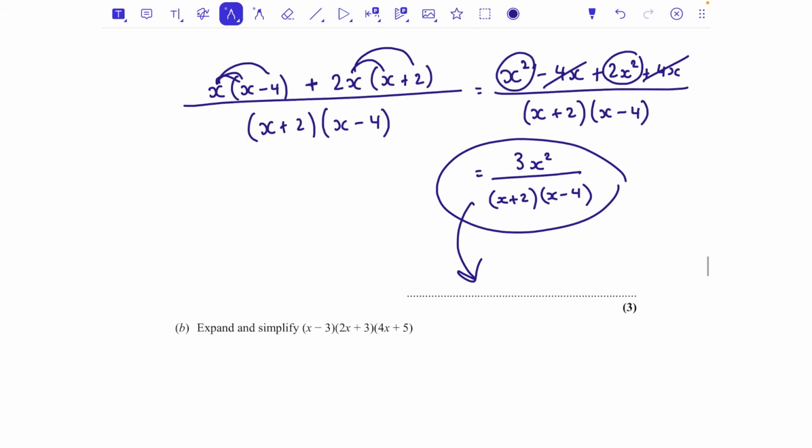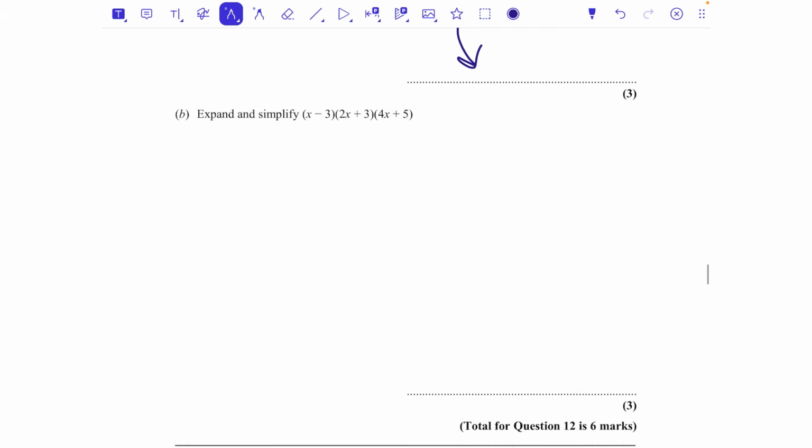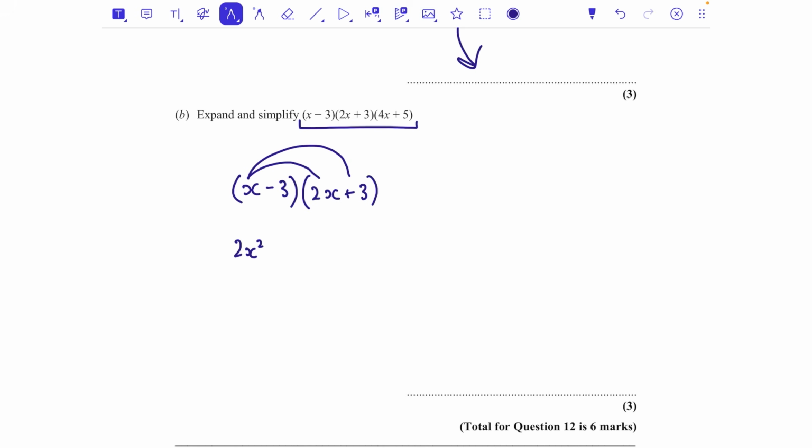Can't simplify that anymore. And then for part B, we need to expand 3 brackets. Now to expand 3 brackets, you're saying you've got the first bracket times the second bracket times the third bracket. So I'm going to start by doing x minus 3 times 2x add 3. I'm just going to times those first 2 brackets together. X times 2x is 2x squared. X times 3 is 3x. Minus 3 times 2x is minus 6x. And minus 3 times 3 is minus 9. So that is 2x squared minus 3x, coming from these two terms, take away 9. Okay, so that is my first 2 brackets simplified.